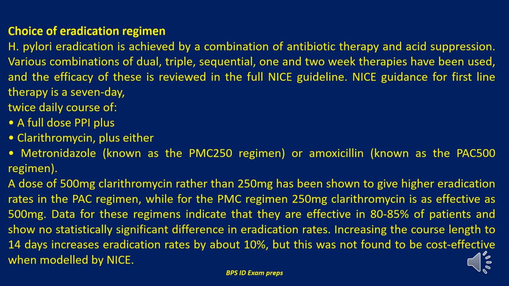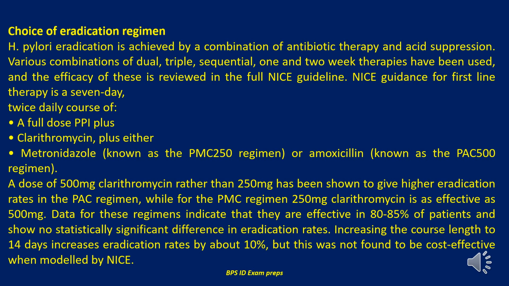Helicobacter pylori eradication is achieved by a combination of antibiotic therapy and acid suppression. Various combinations of dual, triple, sequential, 1 and 2 week therapies have been used, and the efficacy of these is reviewed in the full NICE guideline. NICE guidance for first-line therapy is a 7-day, twice-daily course of 1. A full-dose PPI plus 2. Clarithromycin, plus either 3. Metronidazole, known as the PMC 250 regimen, or amoxicillin, known as the PAC 500 regimen.